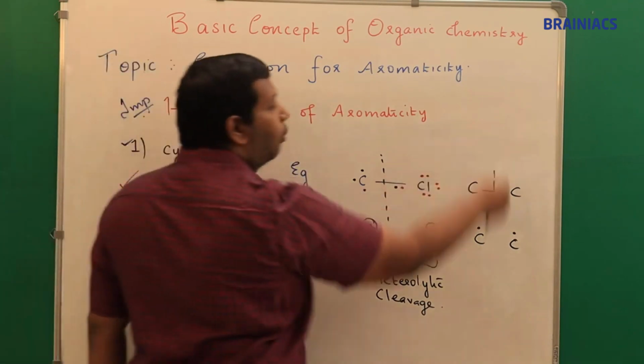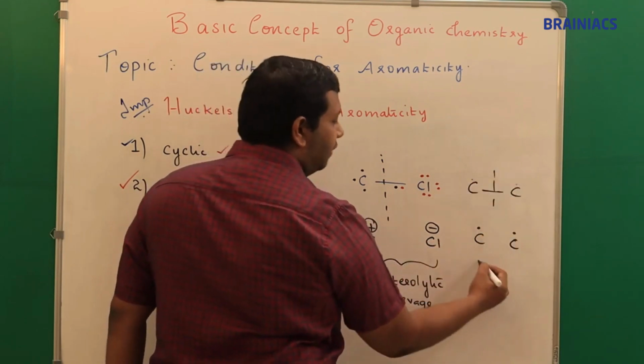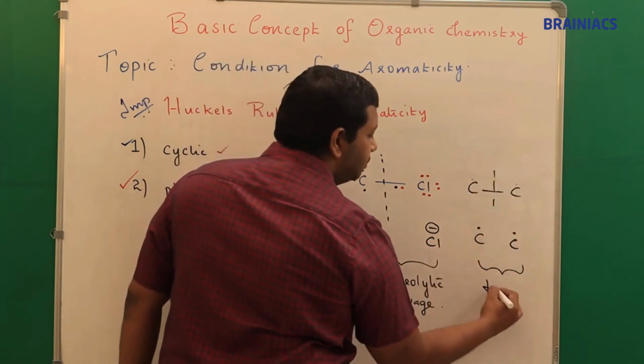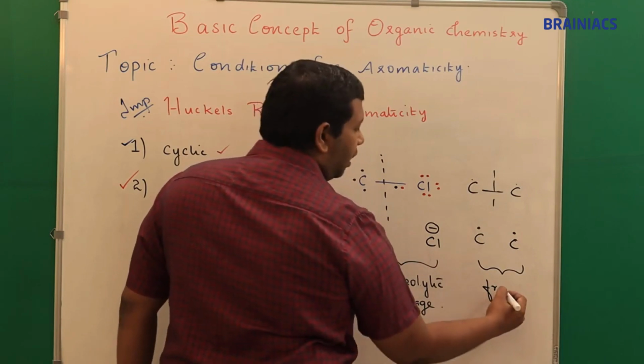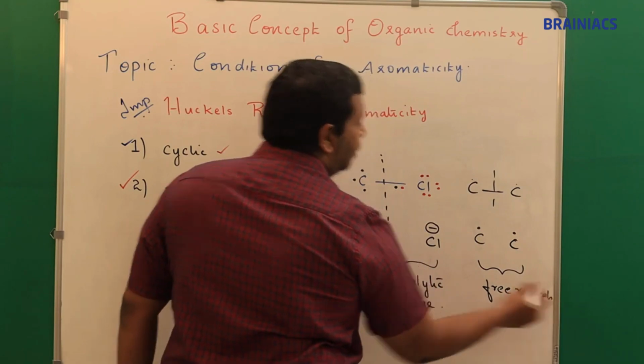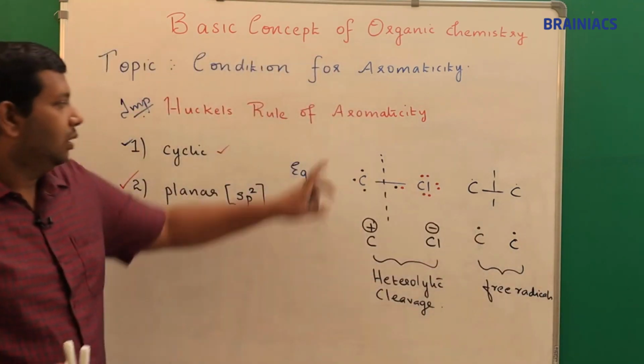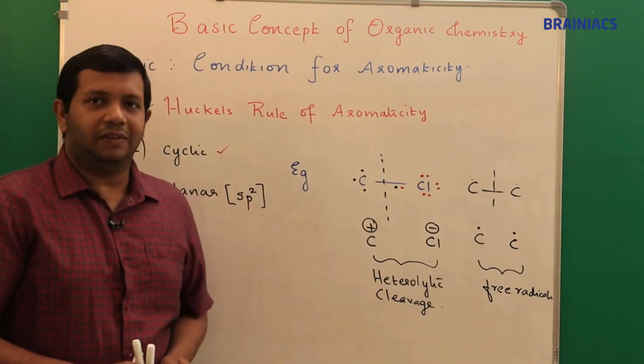Now this is called homolytic. Homolytic means both are same. So homolytic cleavage will give rise to free radicals. Free radicals are species with free electrons. Okay. So I hope you understood the bond cleavage concept.